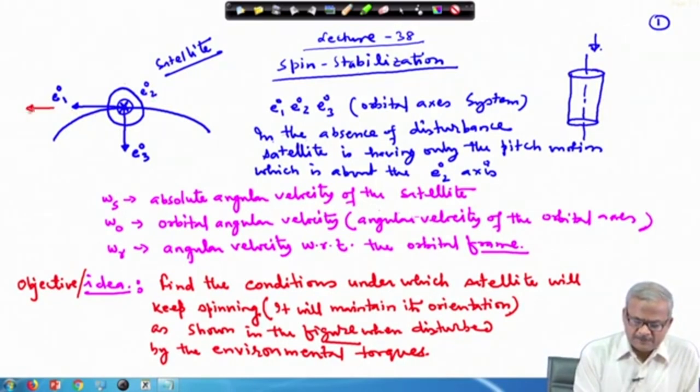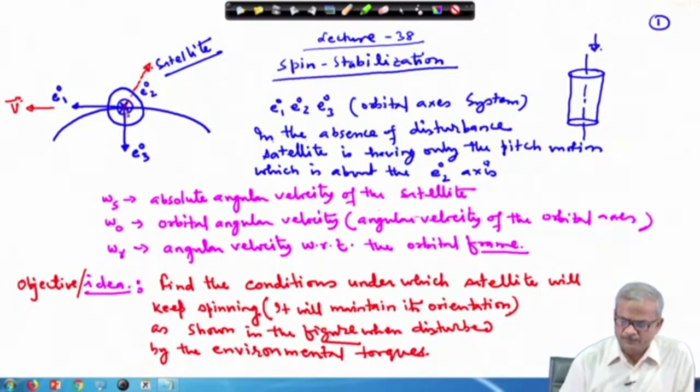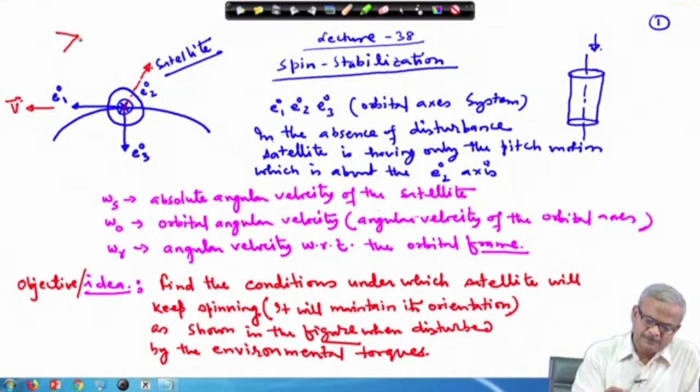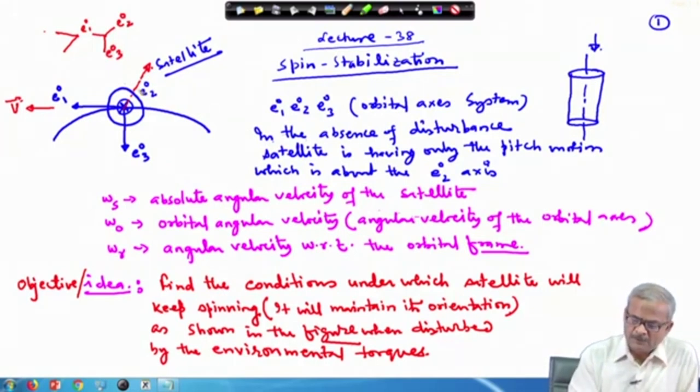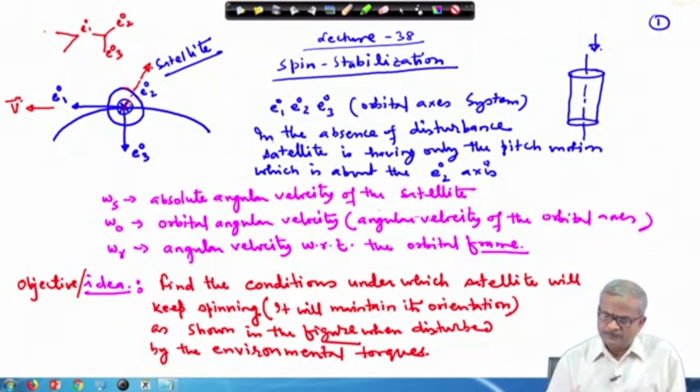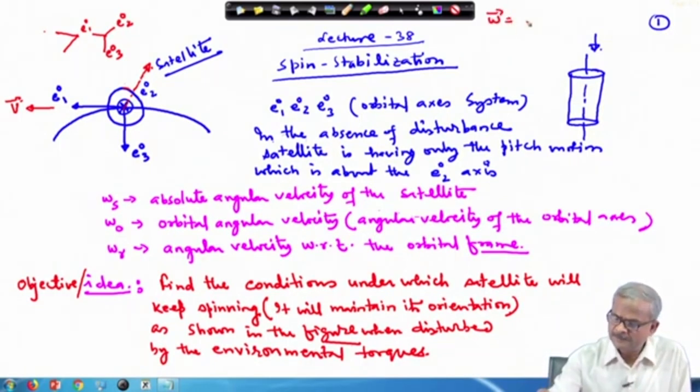So, here the velocity vector of the satellite is in this direction, and we know that E02 is going here in this direction. So, this is E02, which is going inside the page. It is something like this. This is E01, E02 and E03. So, we will bring forth the idea that omega, the absolute angular velocity, equals omega 0, the orbital angular velocity, plus omega r, and this omega r we will write as omega s.